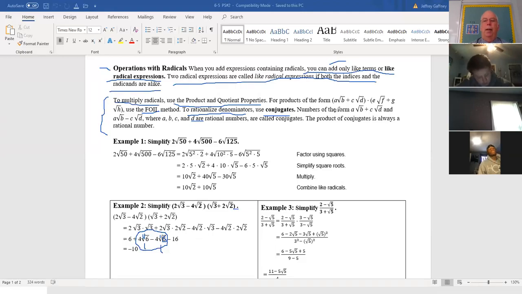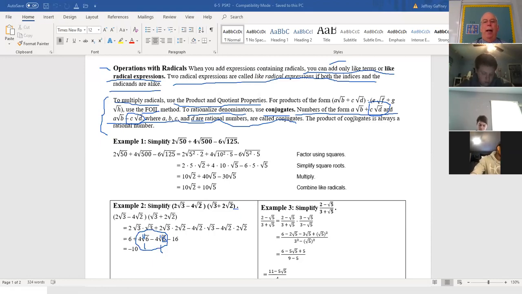Okay, and this says, like when we were talking about complex conjugates about 8 weeks ago, the numbers of the form A radical B plus C radical D and A radical B minus C radical D, where A, B, C, and D are rational numbers, are called conjugates. You don't have to memorize this, but with this negative CD and this positive CD, remember we talked about the FOIL? That means the O and the I of FOIL are going to cancel each other out, because it's the same value but opposite signs.